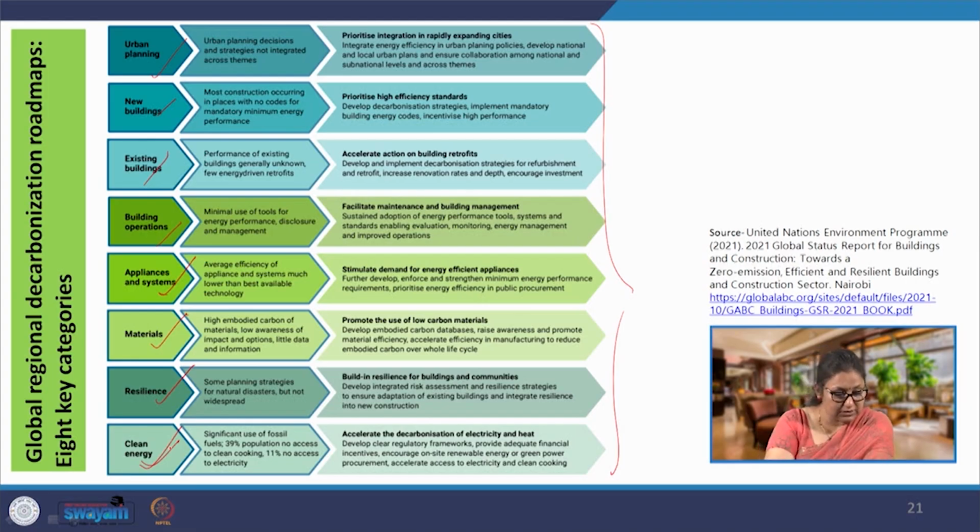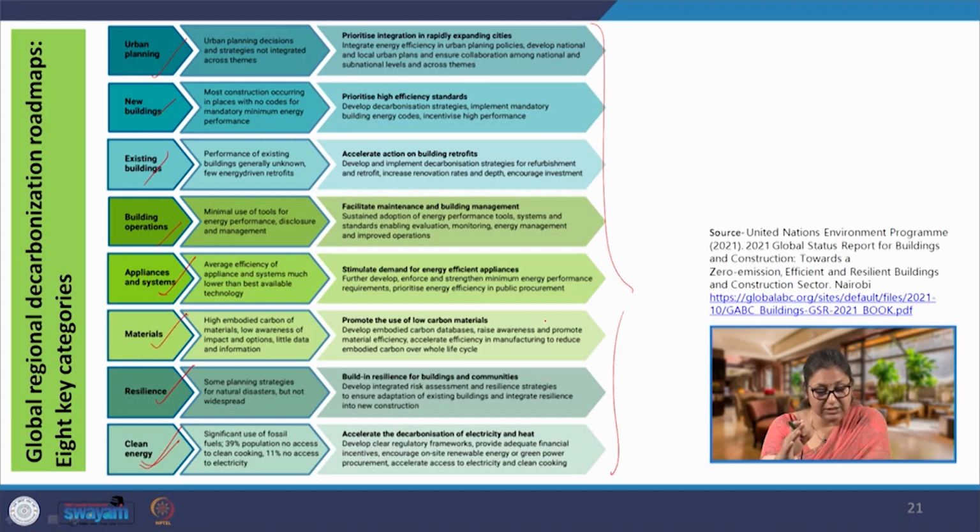If we look at resilience, we have to build in resilience for buildings and communities. We have to develop integrated risk assessment and resilience strategies, the reason being that more resilient buildings have a longer life. Then if we look at materials, we have to promote the use of low carbon materials.